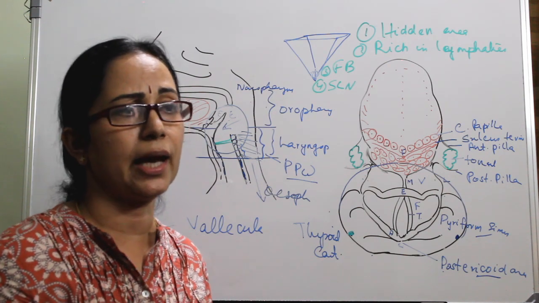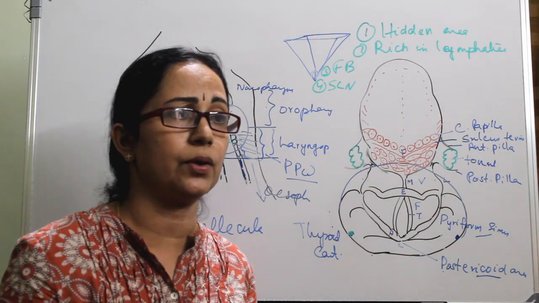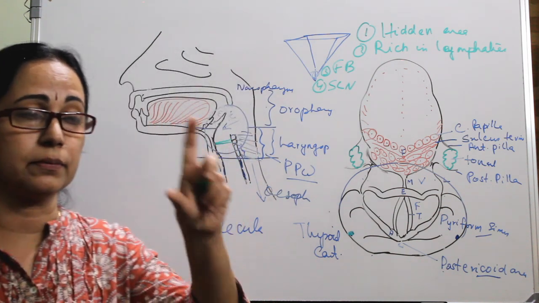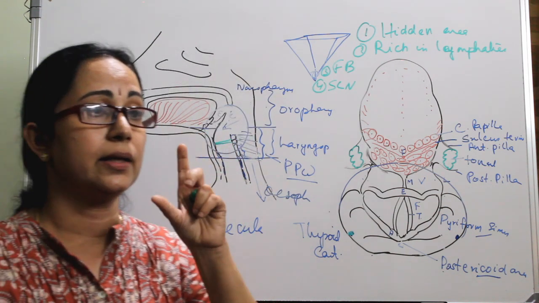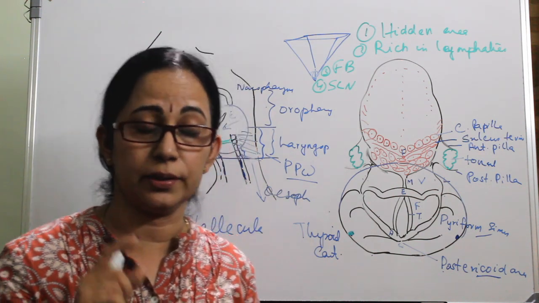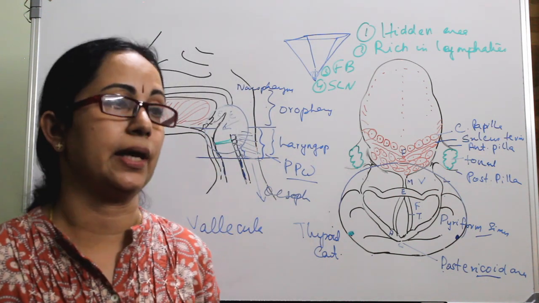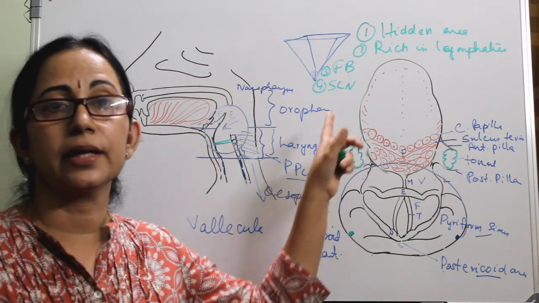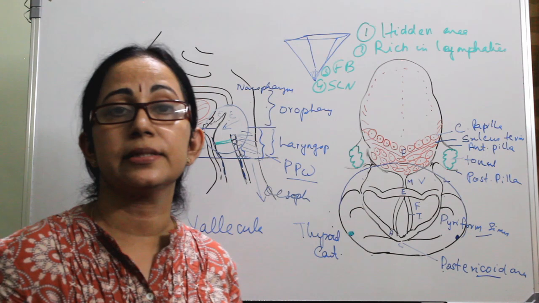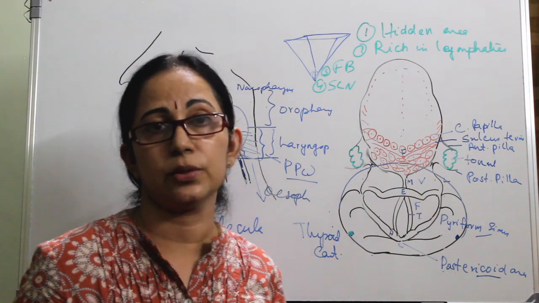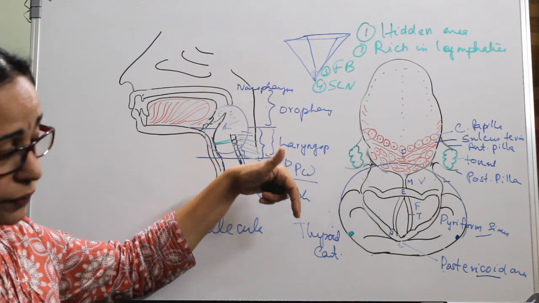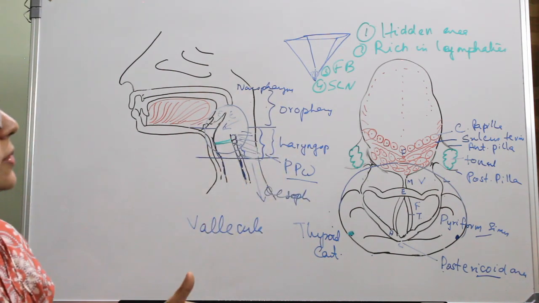I explained about Galen's anastomosis along with anatomy of larynx. Galen's anastomosis controls the entire nerve supply or the sensory supply of larynx. So, by anesthetizing this area, we can anesthetize the sensory innervation of larynx. Okay, so that is superior laryngeal nerve which is seen behind the mucosa of the lateral wall of pyriform sinus.